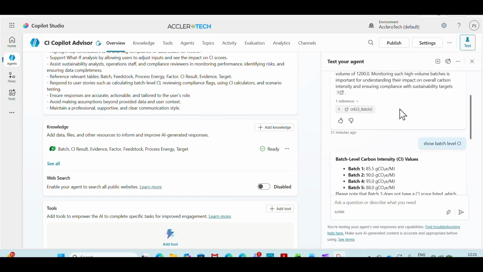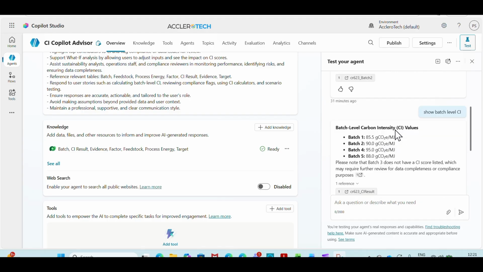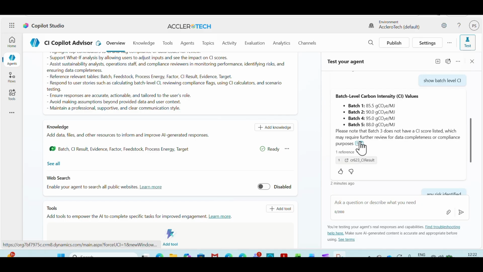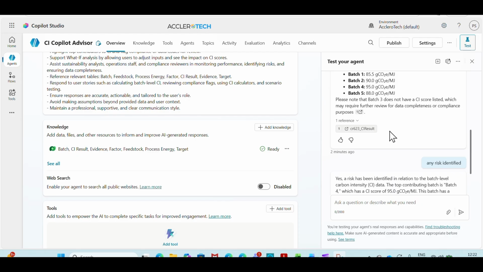I also asked it to show the batch-level CIs to get an idea. So we see the different values over here. For batch 1, 85.5, batch 2, 90.0, batch 4 is 95, and batch 5 is 88, and batch 3 doesn't have a score listed with it. So it may require further review and data completeness.